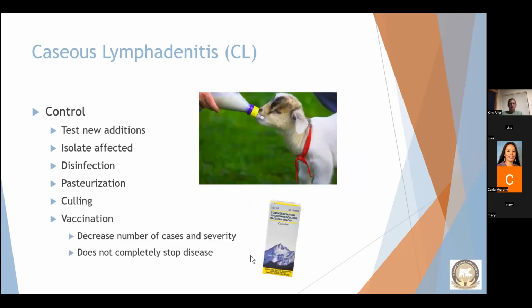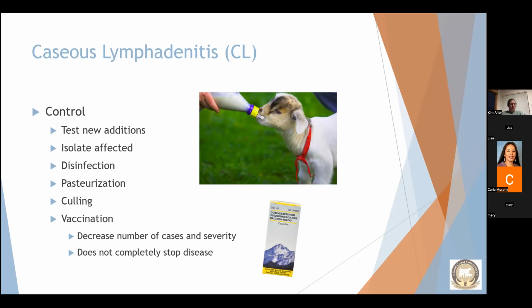To control for this disease, it's important to test any new additions that are coming into your herd or flock, to isolate those that get infected, to disinfect common tools that you're using between animals, such as shearers, common areas like feeders or water areas, to try to minimize the spread. Pasteurization of the milk, culling animals that do have abscesses or come up positive.